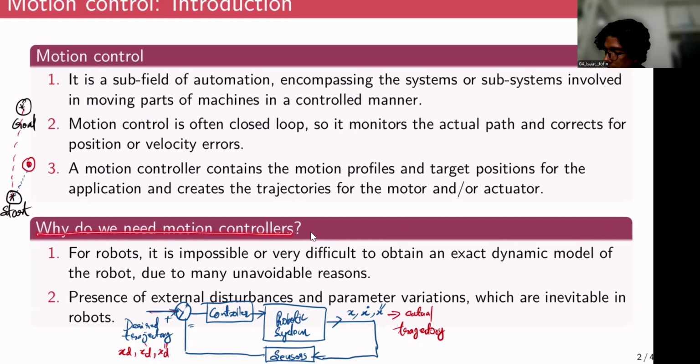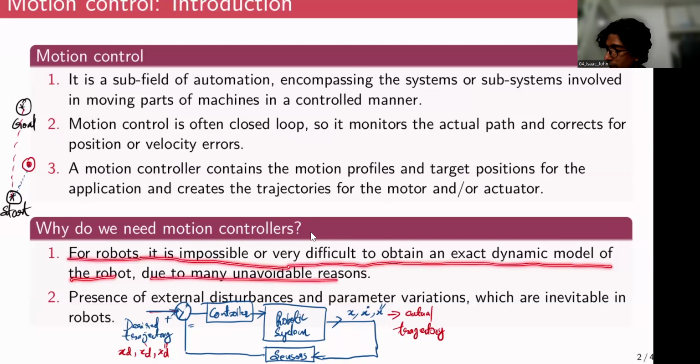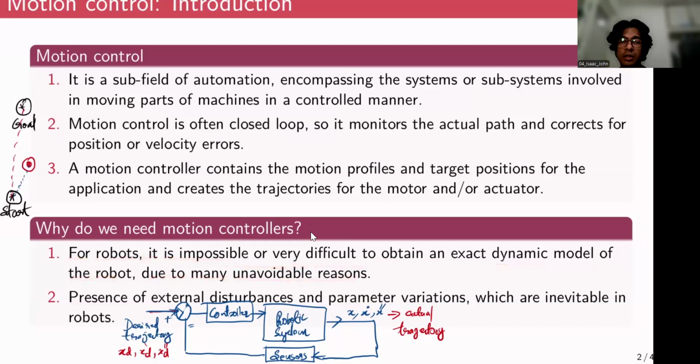So why do we need motion controllers? The first point says that for robots, it's impossible or very difficult to obtain an exact dynamic model of the robot due to many unavoidable reasons. We have actually covered this point, because we have seen in week 3 how to define the governing equations of motion, which can be written in a compact form as tau equals D of zeta dot plus N of zeta, right?